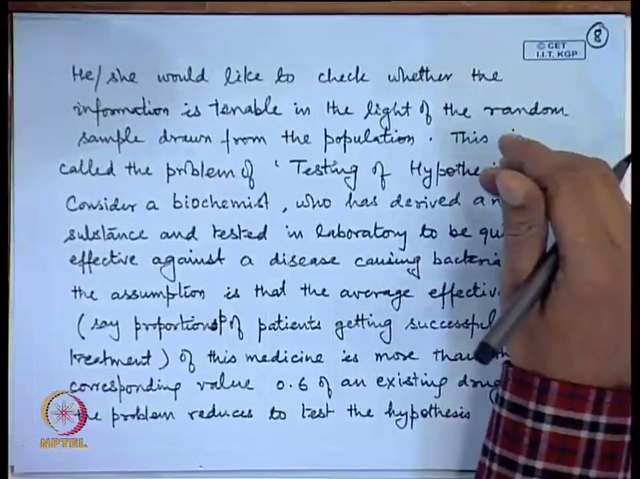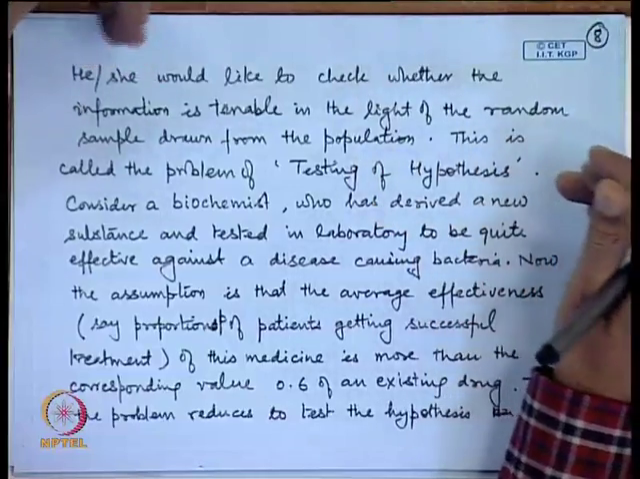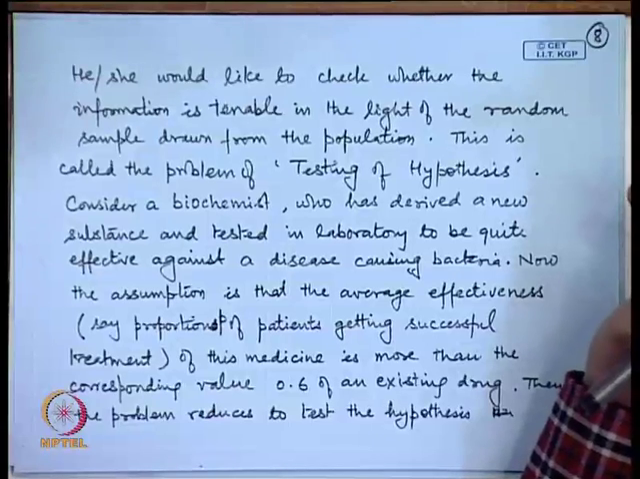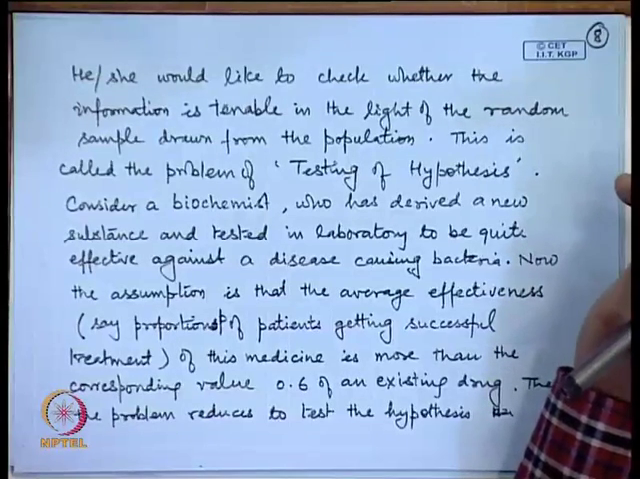Let us go back to the example of a new medicine getting developed. A biochemist has derived a new substance and tested in the laboratory that it is quite effective against a disease-causing bacteria. Now, the assumption is that the average effectiveness of the medicine prepared using this new substance will be more than the corresponding value of the existing one. When you are testing this effectiveness, you have to identify in what terms you are measuring it. Is it the proportion of the patients getting treated successfully, or the length of the treatment, or the survival rate, etcetera.